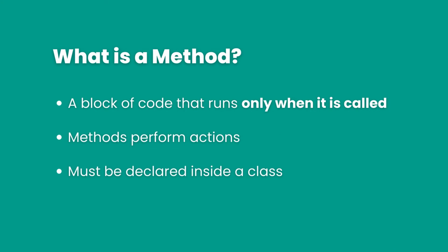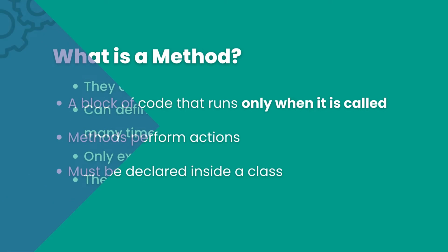A method is essentially a block of code which runs only when it is called. Methods are used to perform certain actions. A method must be declared inside a class.